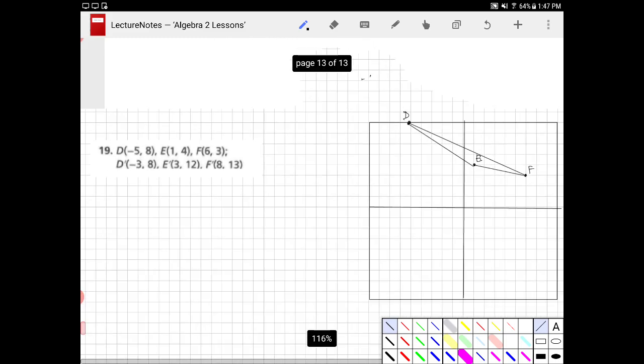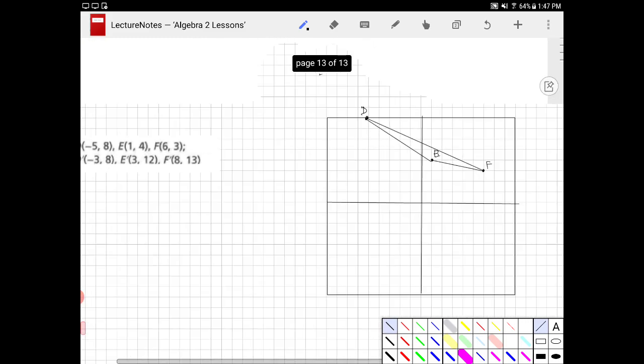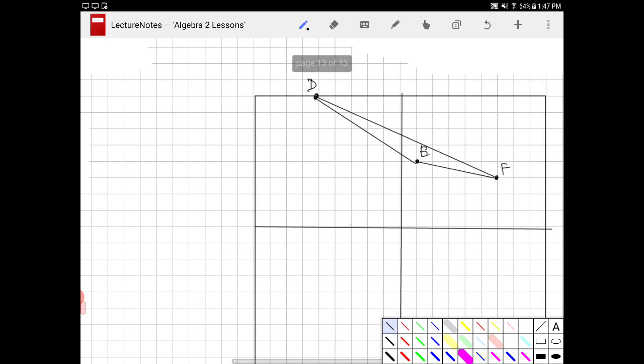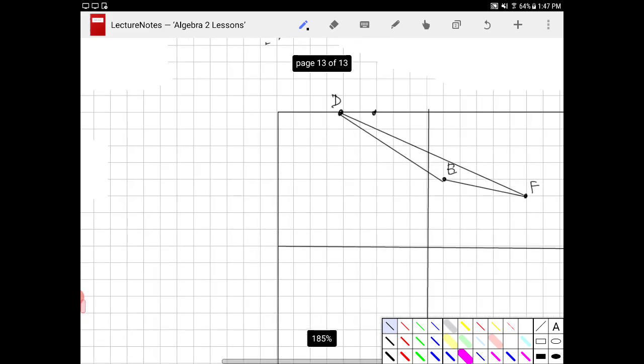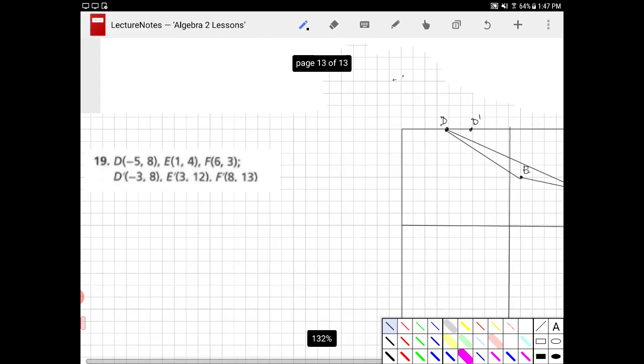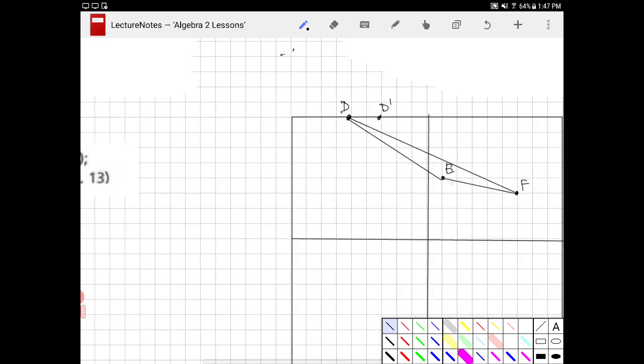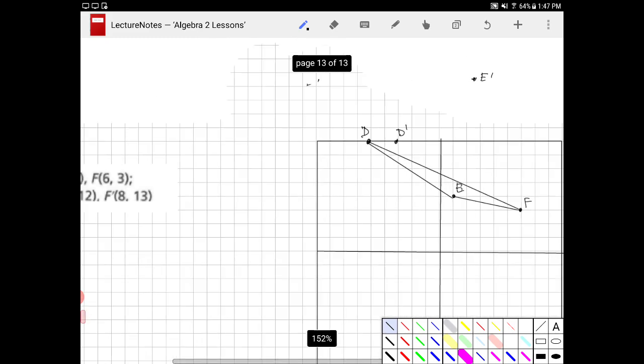Okay, and the image is going to be -3, 8. -3, 8 is over here. That's D prime. And then 3, 12 is going to be E. So 3, 12, 8, 9, 10, 11, 12 is going to be up there. So that's going to be E prime.